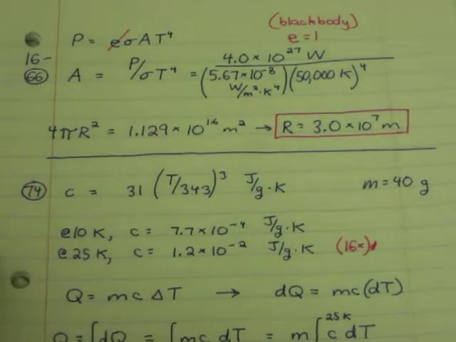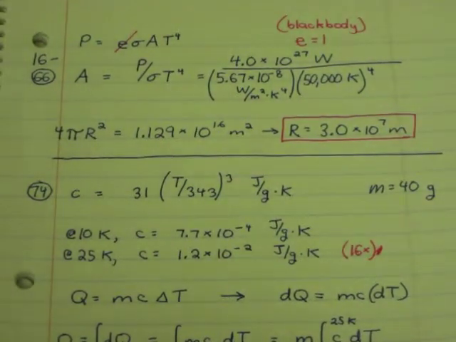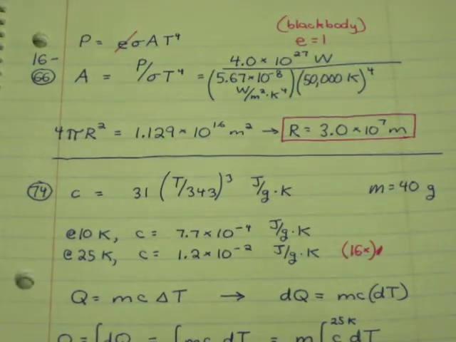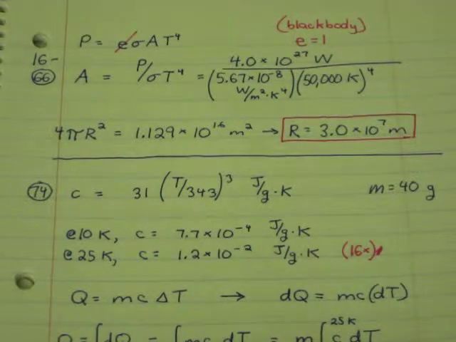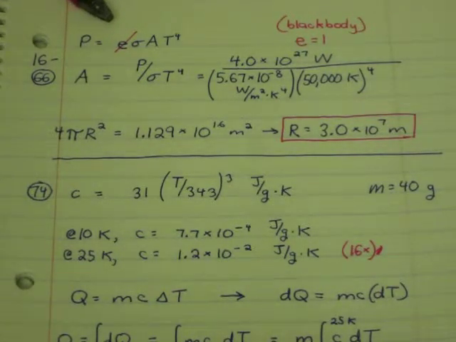Okay, last page. Number 66. Now we get into some radiation problems. The star's surface temperature is 50,000 Kelvin, radiates 4 times 10 to the 27th watts. If the star behaves like a black body, what is its radius? Okay, black body, by definition, means emissivity is 1. So we're going to take this power equation, P equals E sigma A T to the 4th, and just get rid of E because we're letting that equal 1.